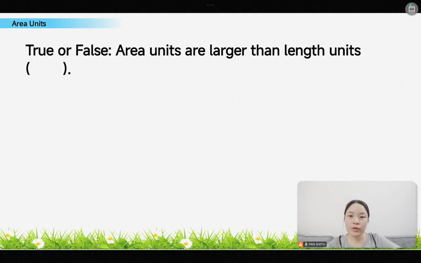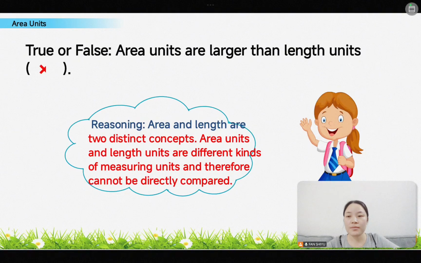Next question, true or false? Area units are larger than length units. Yes, it's false. The reasoning is area and length are two distinct concepts. Area units and length units are different kinds of measuring units and therefore cannot be directly compared.